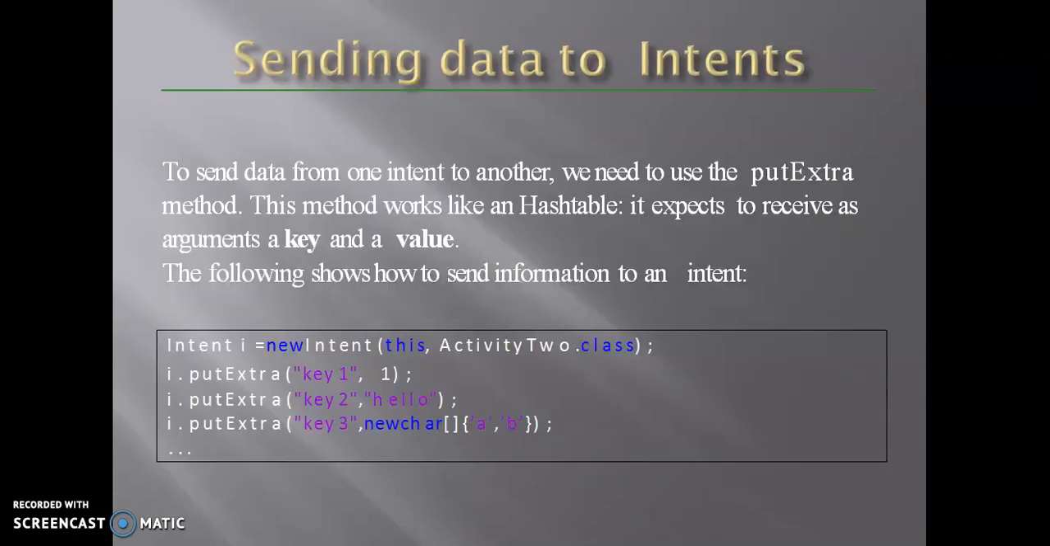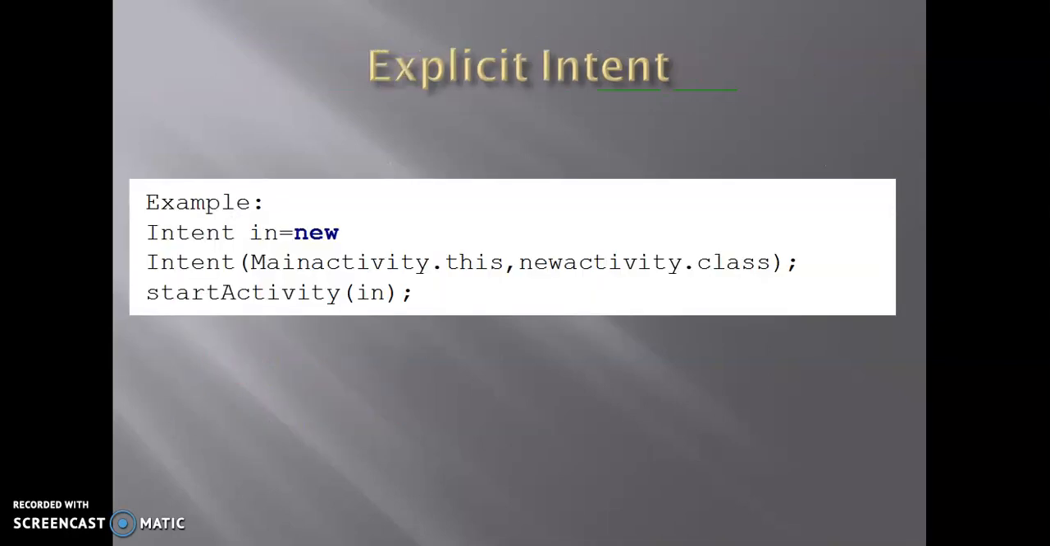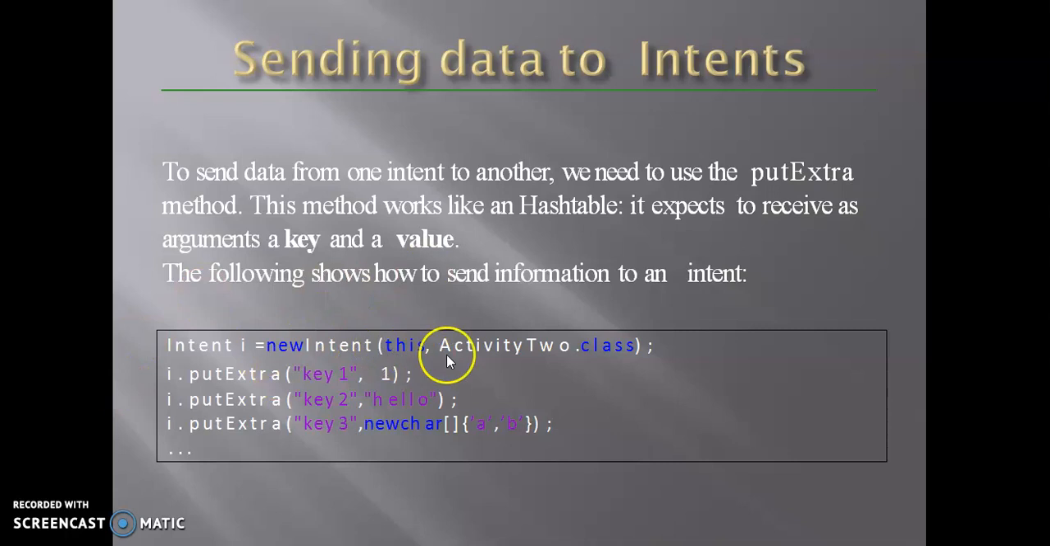Okay, so we create an object of an intent which has the arguments context and the class of the second activity, dot class. Here you can see we have created an object of intent i, which is having two arguments, context and the second activity class, and we send the message using the putExtra method and create a key and a value. This value will be stored in the key, and this key will be used in the second activity where we will get this content 1 or hello.